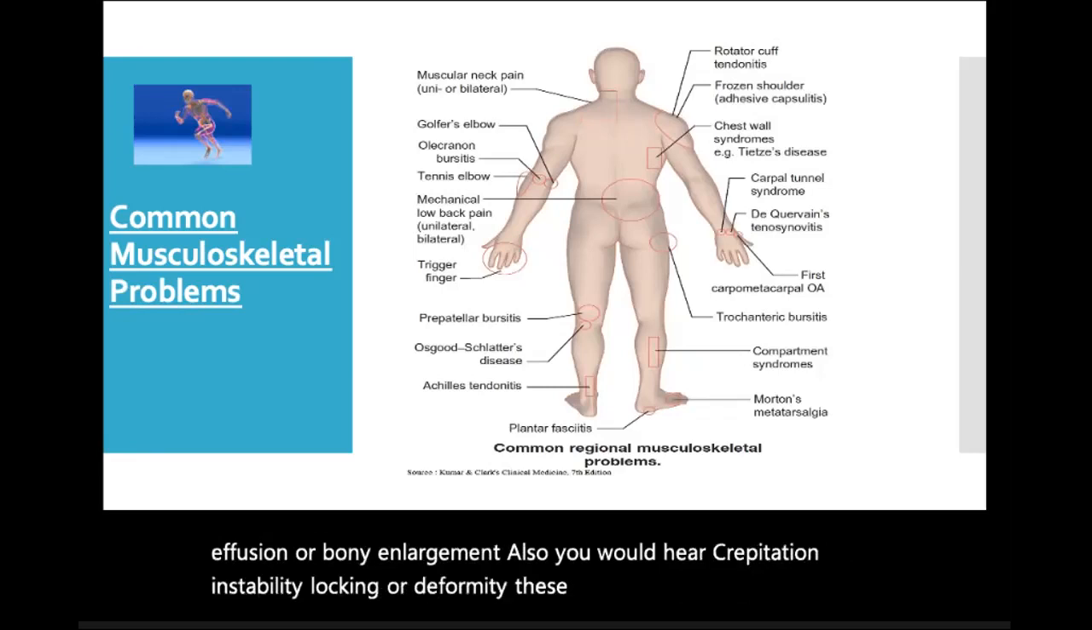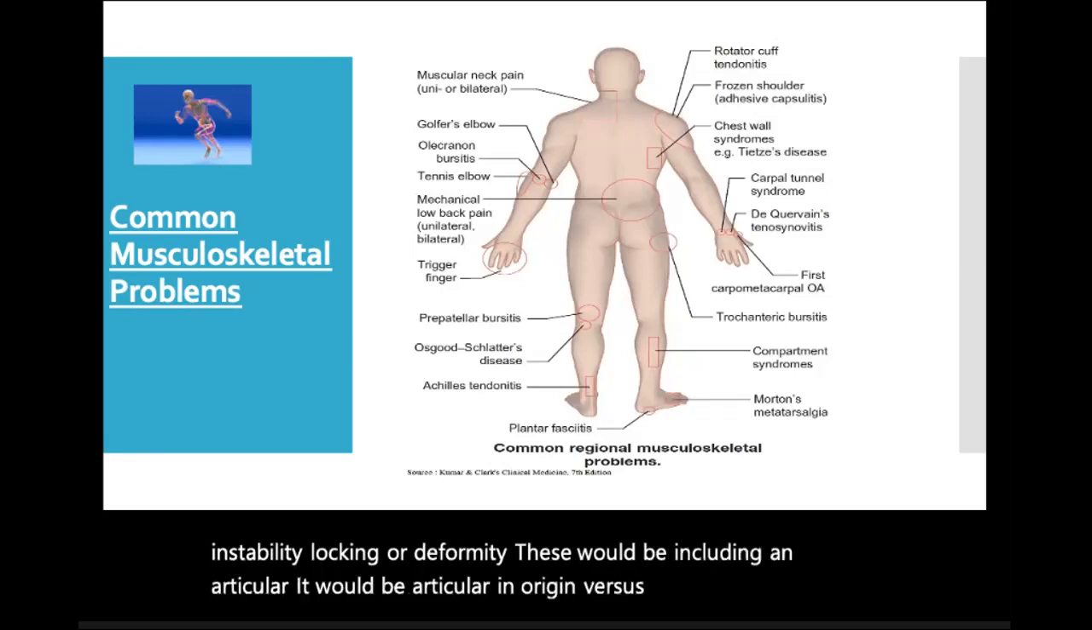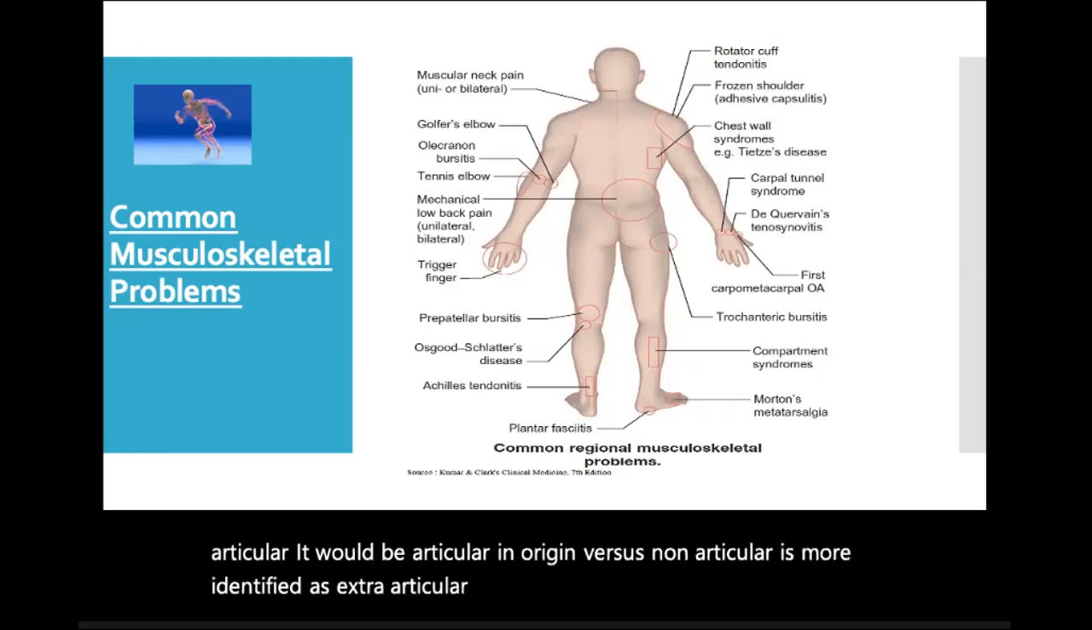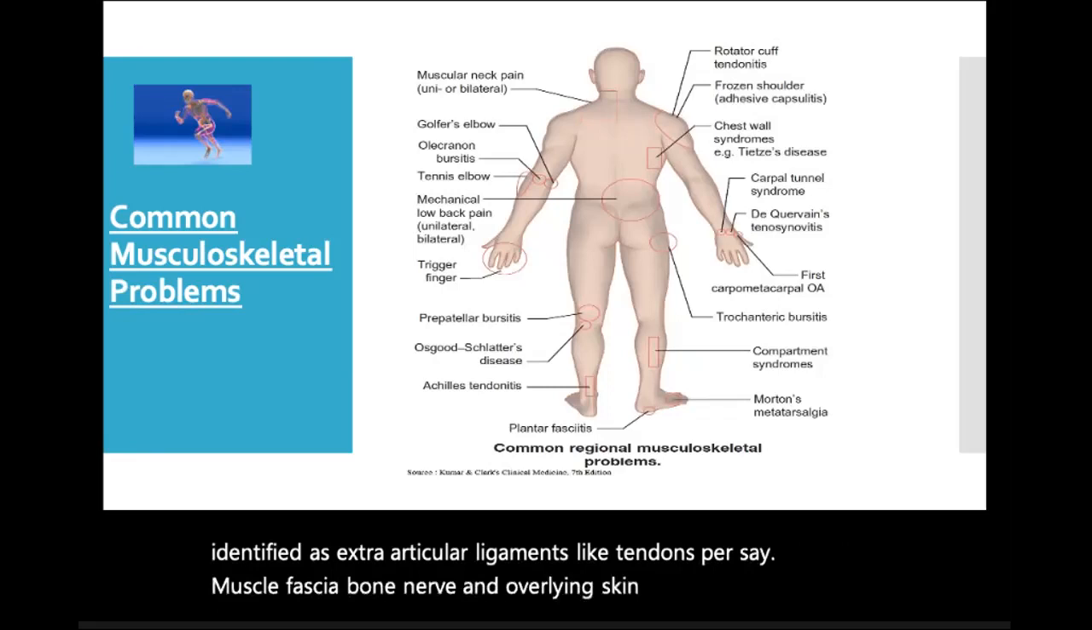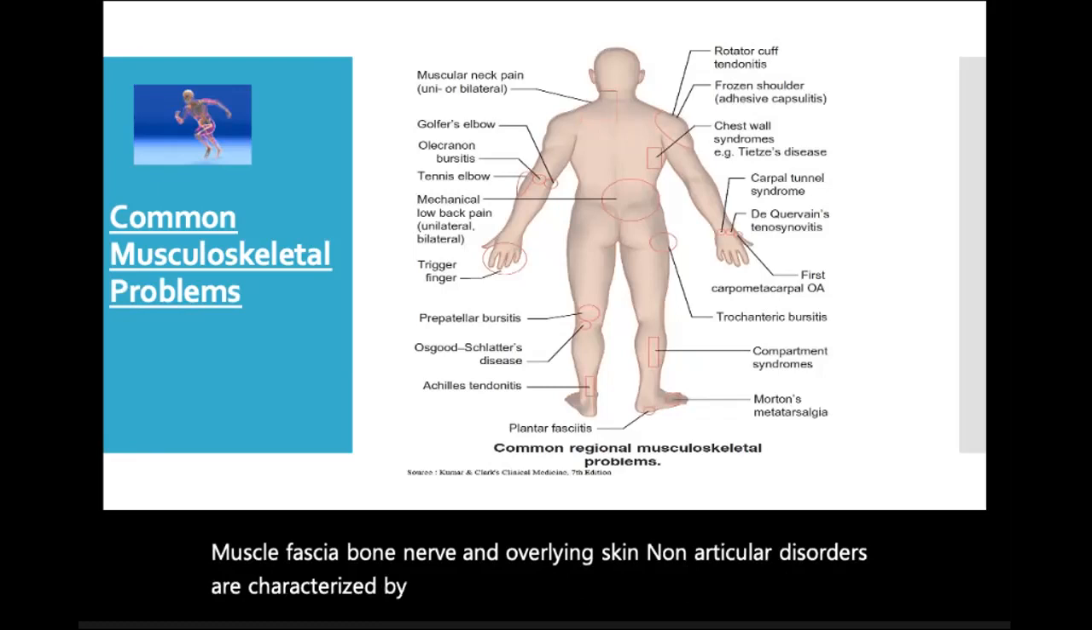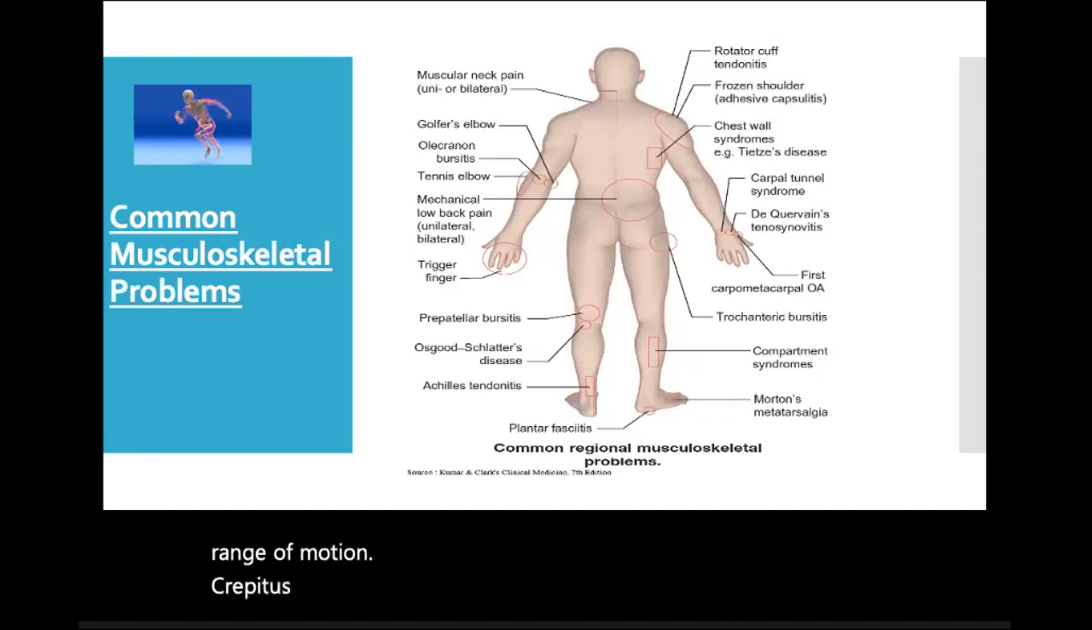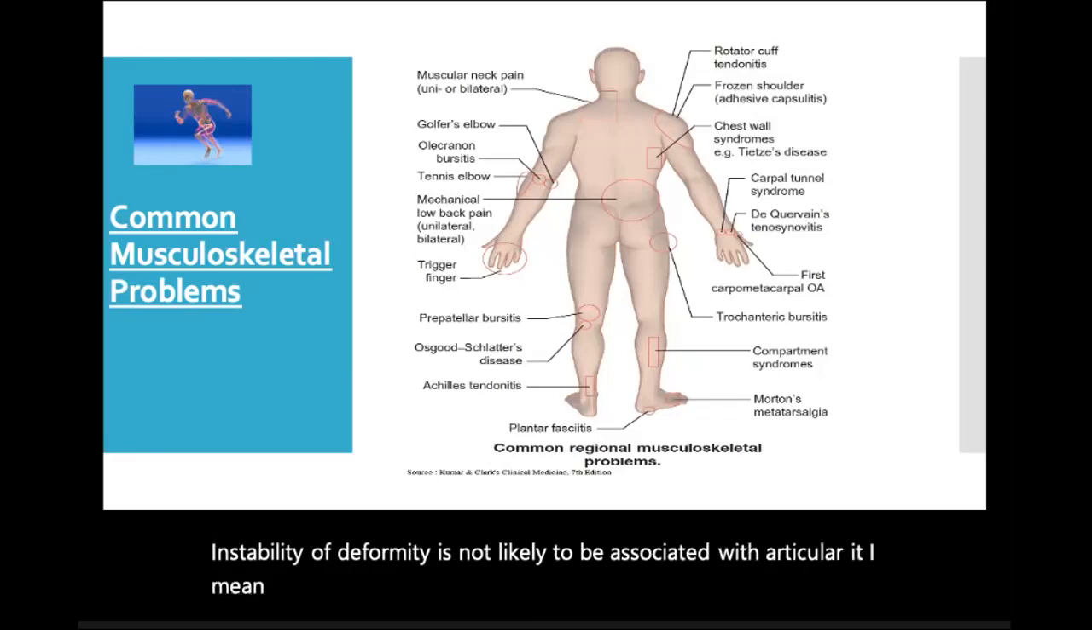These would be articular in origin, versus non-articular, which is more identified as extra-articular structures like ligaments, tendons, bursae, muscle, fascia, bone, nerve, and overlying skin. Non-articular disorders are characterized by painful active but not passive range of motion. Crepitus, instability, or deformity is not likely to be associated with non-articular disorders. Okay, so again, we're looking at, is the musculoskeletal complaint acute or chronic in duration?